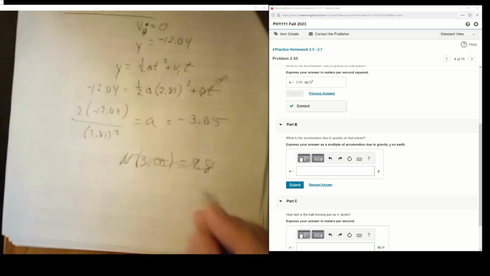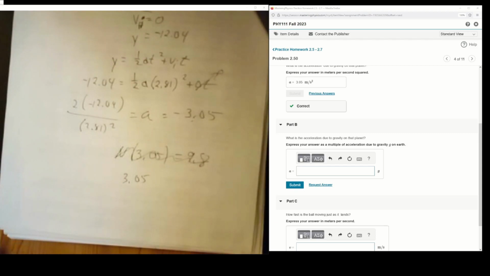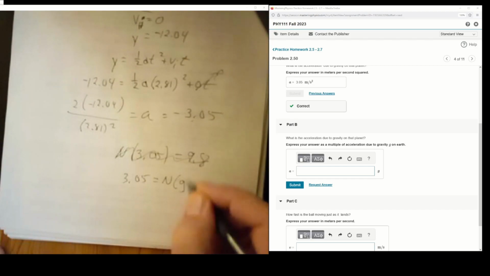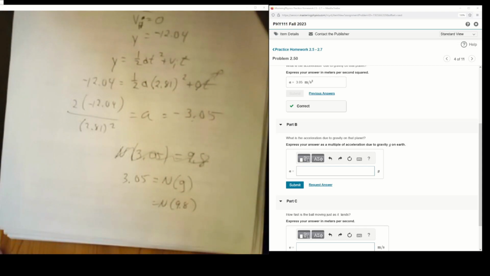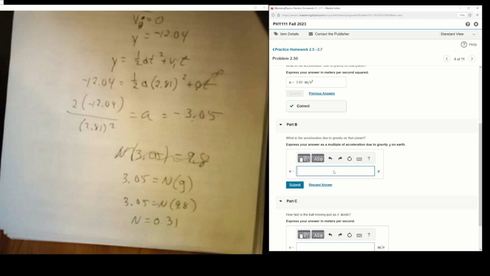Still bothering me. So what they want to know is how many g's this acceleration due to gravity on this planet is, where g is 9.8 on Earth. So this is actually what we want to set up and solve. So we'll do 3.05 divided by 9.8. So only a third of Earth's gravitational field.